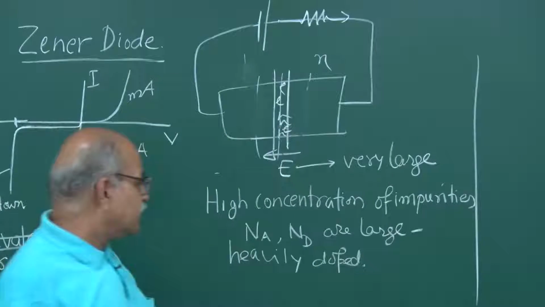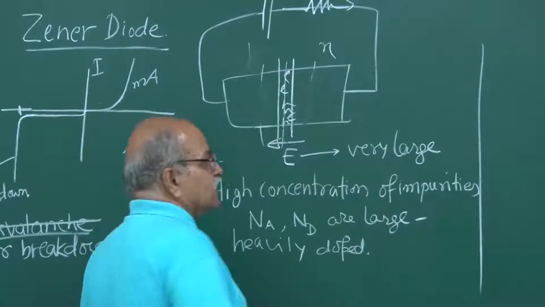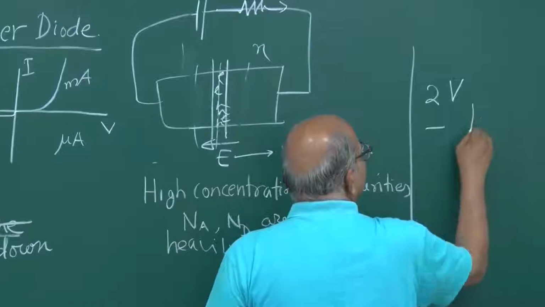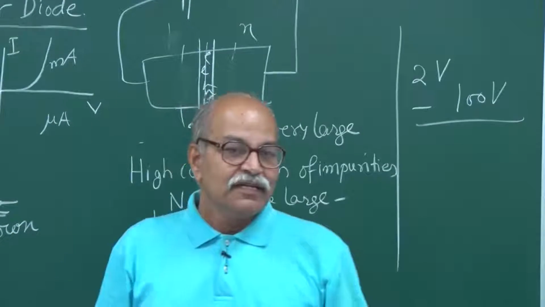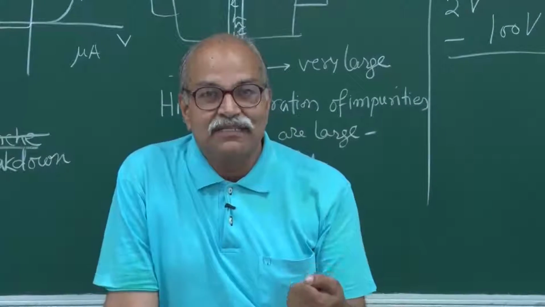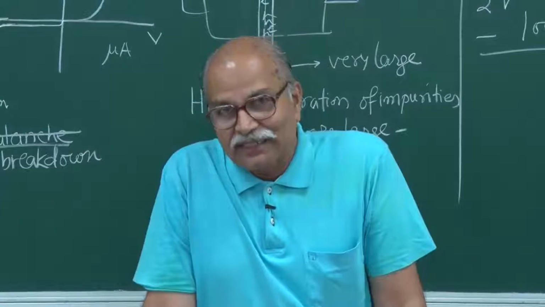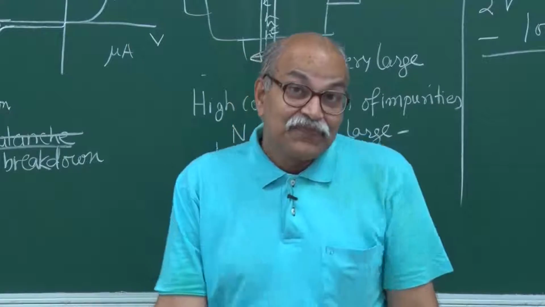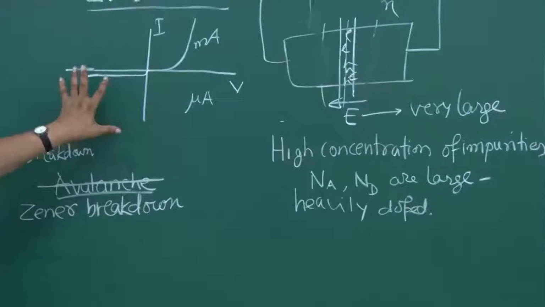Normally by adjusting this NA, ND and width of the depletion region, etc., you can make this for say 2 volts to some 100 volts or so, anything you like. You want a Zener which should break down at 18 volts, yes, one can create that. A Zener which breaks down at 8 volts, yes, you can do that. 24 volts, yes, you can do that. 100 volts, yes, you can do that. So it is under control. So this is the kind of situation for Zener diode.